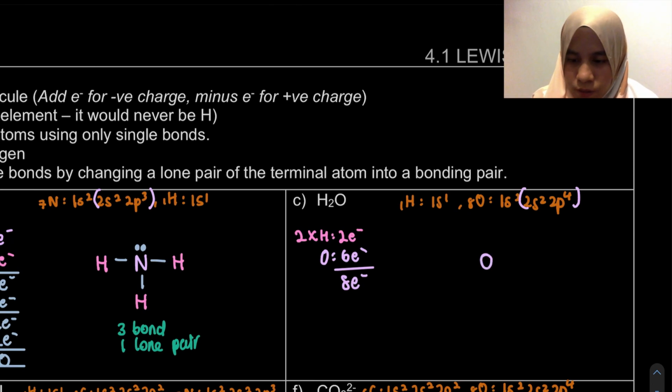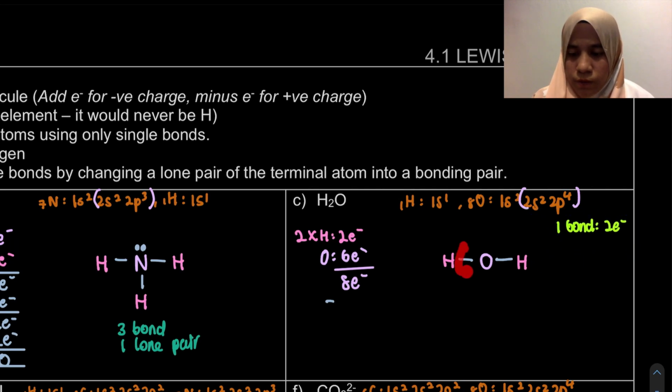Then we have hydrogen. Next, we connect it with our single bond. So, 1, 2. Okay. Remember, 1 bond, 2 electrons. So, we have 2 bonds, which means 2 times 2. So, here 1, 2, 3, 4. So, minus 4 electrons. So, what we have is another 4 more. Okay. And then, check the terminal. The terminal means not our center. It says oxygen is the center. So, this one will be our terminal.